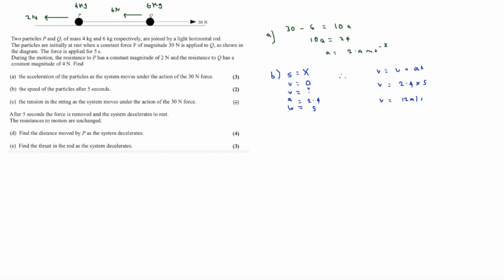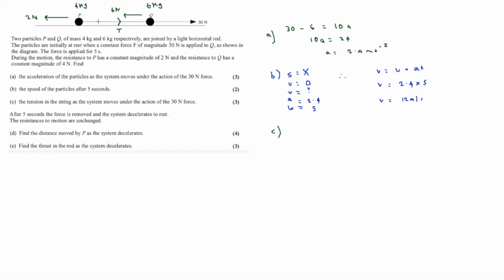So now we have that. The next question is asking for the tension in the string as the system moves under the action of the 30 newton force. So this time tension is acting in this direction here. That is tension there. And in order to work out this question, instead of working it out as a whole system, we're just going to use P. So we can look at the forces going forward of P, and then also the forces going back.